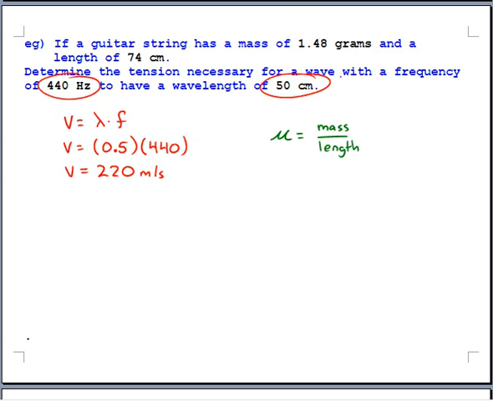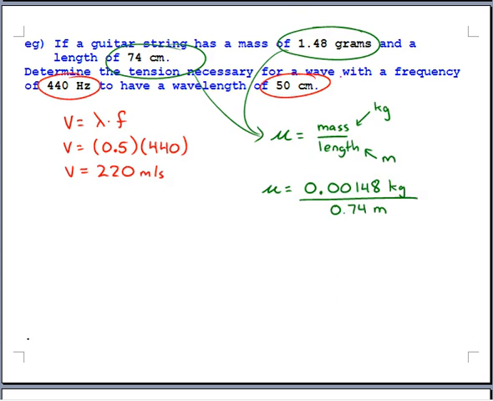We also have to find that mu value in the equation, which is actually mass in kilograms divided by length in meters. So if we grab the 1.48 grams, convert it into kilograms, and grab the 74 centimeters and convert that into meters, and plug those values in, 0.00148 kilograms (that's the 1.48 divided by 1,000) over 0.74 meters (the 74 divided by 100), we get 0.002 kilograms per meter. And now we can take that velocity, take that density, and plug those into the equation.